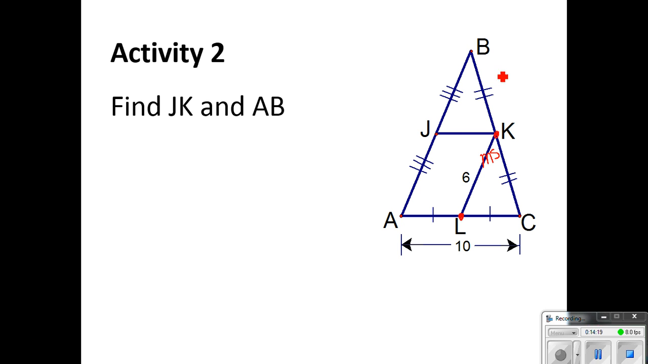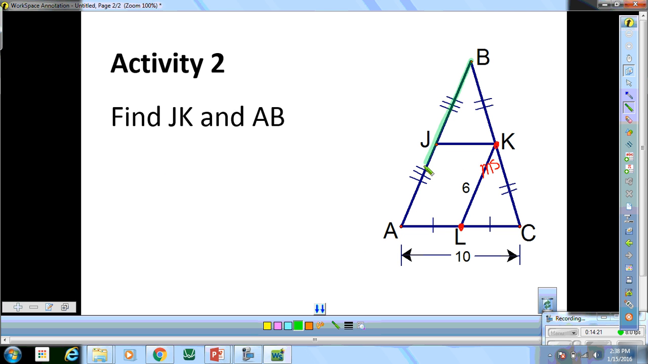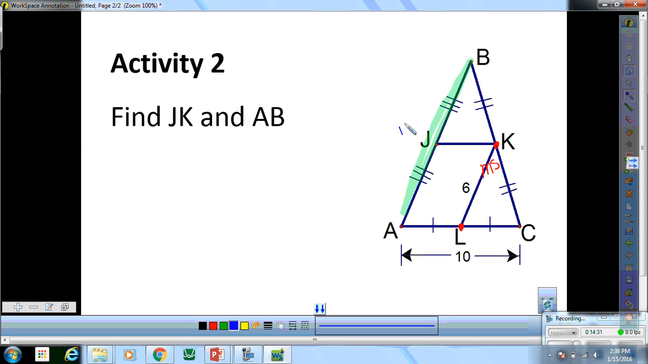So this whole side over here has to be twice as big as that if it's going to be half of it. So if it's 6, this side must be 12. Now, we know that it's cut in half because these are midpoints. So if it's 12, that means this part is 6 and this part is 6.